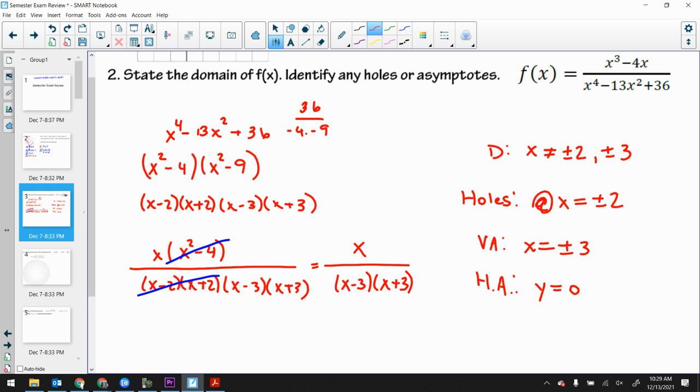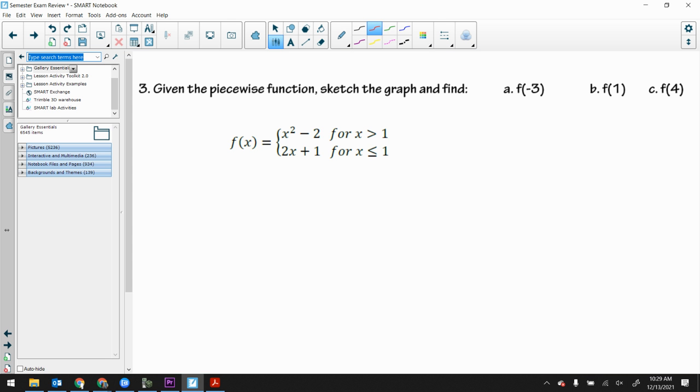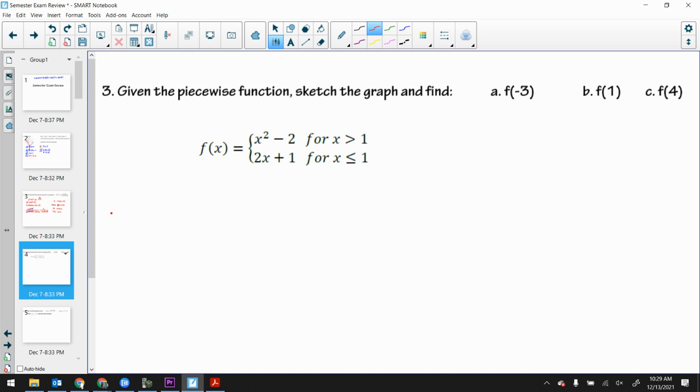Okay, let's take a look here. Given the piecewise function, sketch the graph and find those 3 coordinates. Now for a piecewise function, let me first calculate these 3 points. Let's find f of negative 3. That's below 1, so it goes in the bottom. So we would say 2 times negative 3 plus 1. Negative 6 plus 1 is negative 5. So negative 3 comma negative 5.